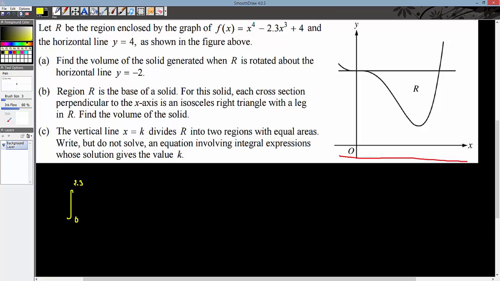And now, from the perspective of y equals negative 2, the uppermost function is going to be this y equals 4. So I'm going to say that it's going to be 4 squared. Now I'm leaving myself some space on purpose here. And I'm going to subtract the function, because the function is the inner or the lower bound function.